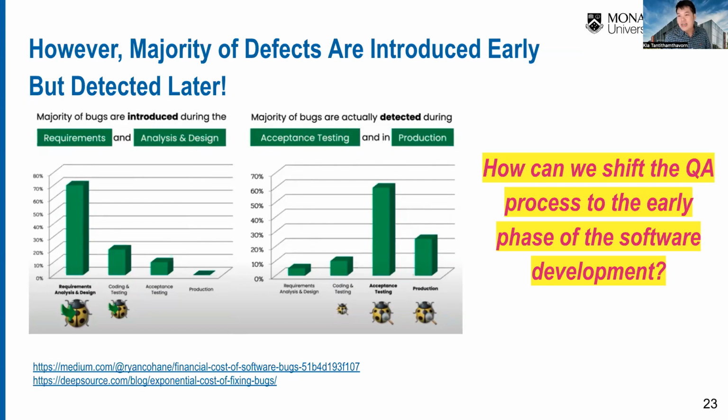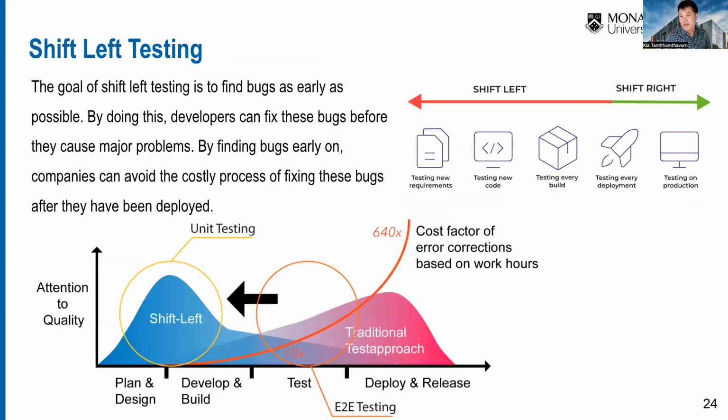The key question is how can we shift the QA process instead of at the end of the software development process to the early phase of the software development, right? So that's why people call it shift left testing, okay? And the purpose of the shift left testing is that we want to find the bugs as early as possible. We want to prevent it, not just detect it, okay? Prevention is better than cure, all right? So by doing this, developers can fix these bugs before they cause major problems, okay? That's shift left testing.